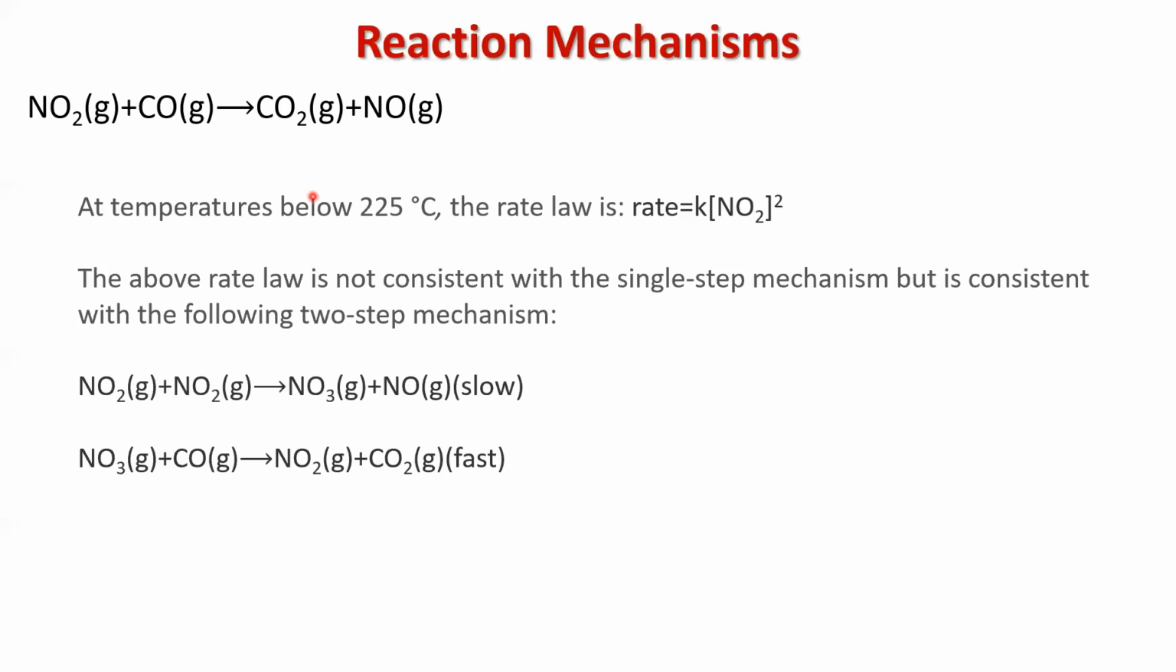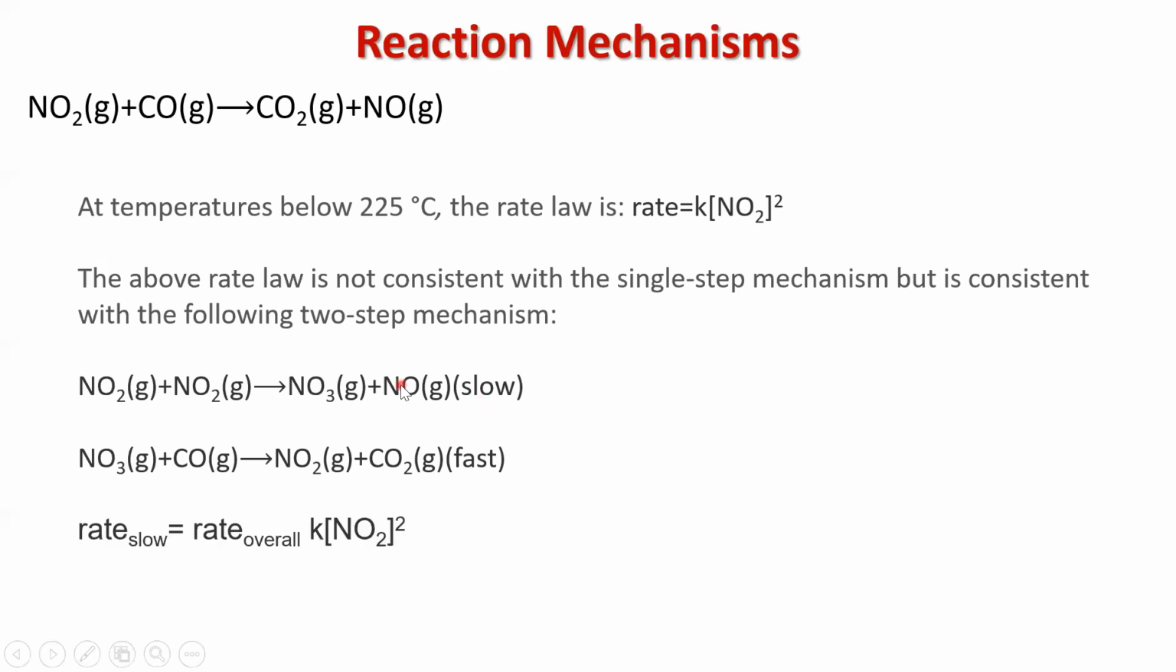Now, you would never be asked to figure out what a reaction mechanism is, but you could be given the reaction mechanism and then you have to do things with it. So it's proposed that this reaction takes place in two steps. So we've got the first step here, and then we've got our second step here. And it tells us, you would not know, it tells us that the first step is the slow step in the mechanism. It's the rate determining step.